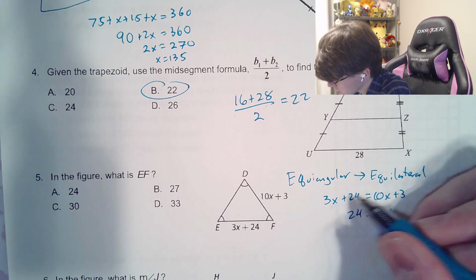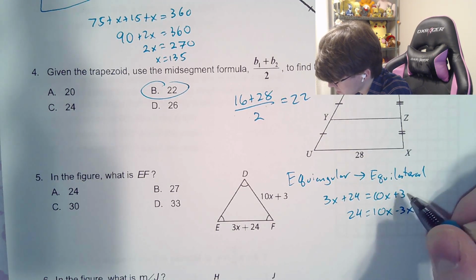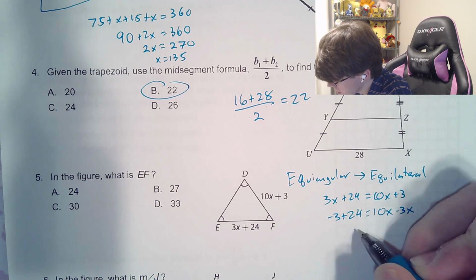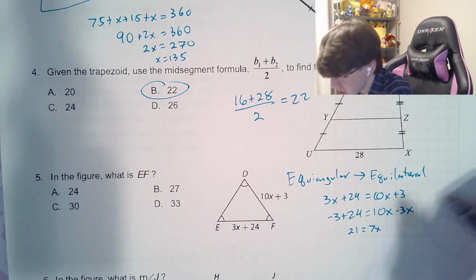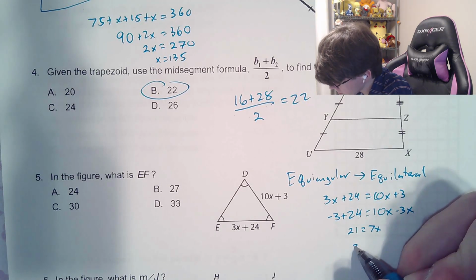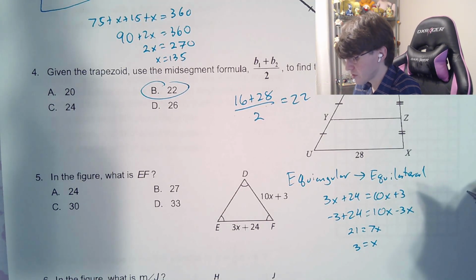We're going to go ahead and take that 3x, move it to the other side, take that positive 3, move it to the other side, and we got 24 minus 3 is 21. 10 minus 3 is 7. Divide both sides by 7, and you will get 3 is equal to x. That's not the final answer, though.